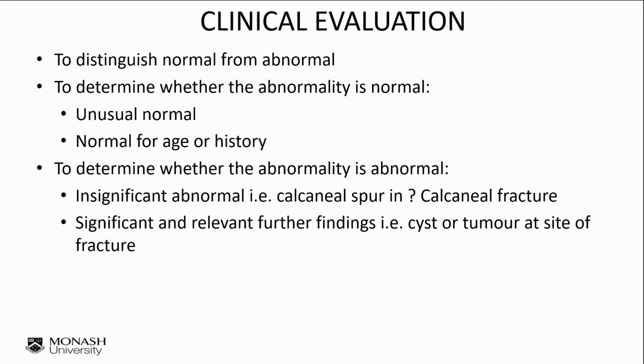So for the clinical evaluation, you need to distinguish what is normal from abnormal, and to determine whether the abnormality is normal. It could be related to age or history or an unusual normal variance. To determine whether the abnormality is truly abnormal, sometimes there might be insignificant findings, for example a calcaneal spur. More important to mention that there is a calcaneal fracture. And then also the significance and relevant further findings. For example, you might see a pathological fracture at a tumor site that is at first presentation.